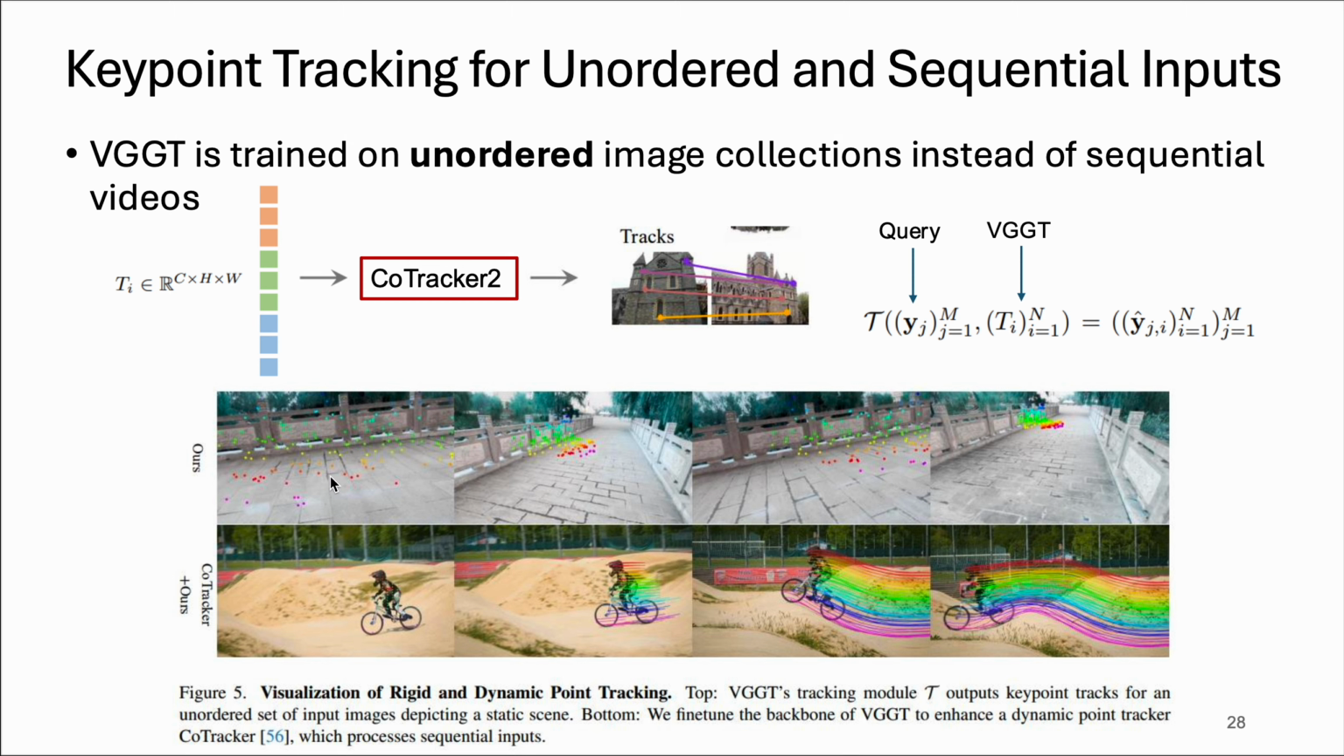This result shows two cases. One is corresponding points tracked through unordered image collections. The second is feature points tracked through a video. I think this is a video.